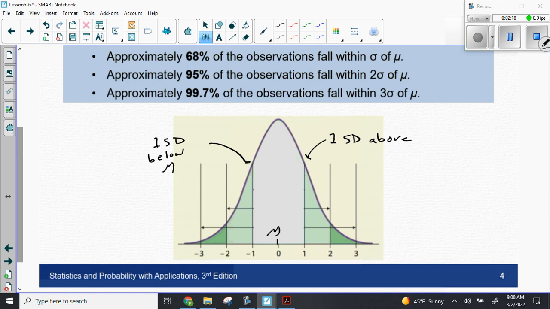So what your 68, 95, 99.7 rule is telling you is that 68% of your data is in there, within 1 standard deviation, that 95% of your data is within 2 standard deviations, and right in here is 99.7%.